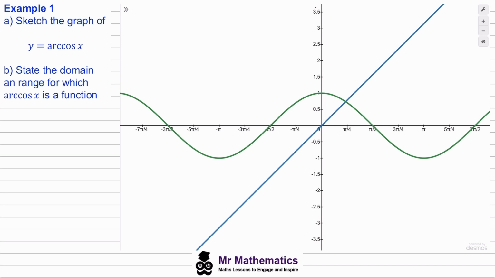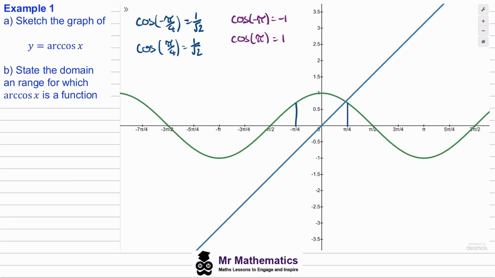But notice something important. Different values of x give the same output. Because cos of negative pi over 4 is 1 over root 2, and cos of positive pi over 4 is the same, 1 over root 2. And cos of negative pi is -1, and so is cos of positive pi. This means that the function is not 1 to 1. So cos of x is a many-to-1 function.